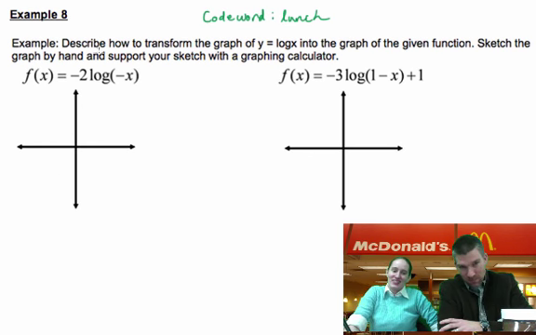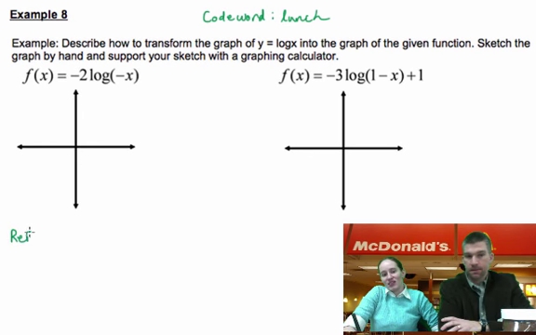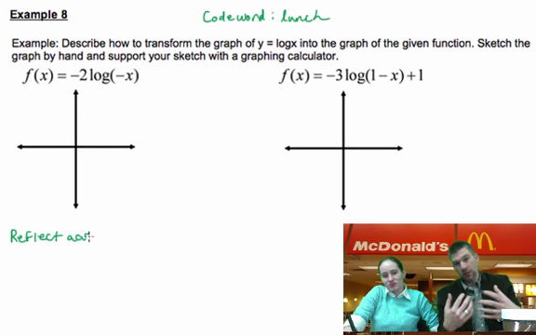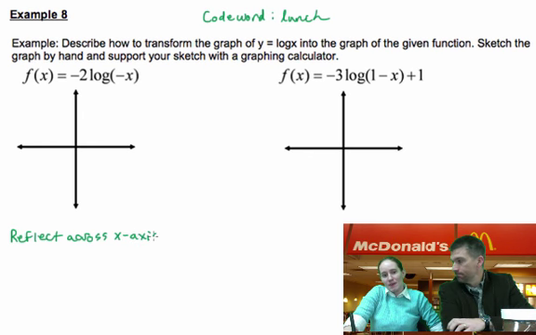All right, so this is... Negative on the outside is reflecting across the x-axis, because anything outside of the function is going to have an impact up or down. Okay. And there's a vertical stretch of 2. Yes.